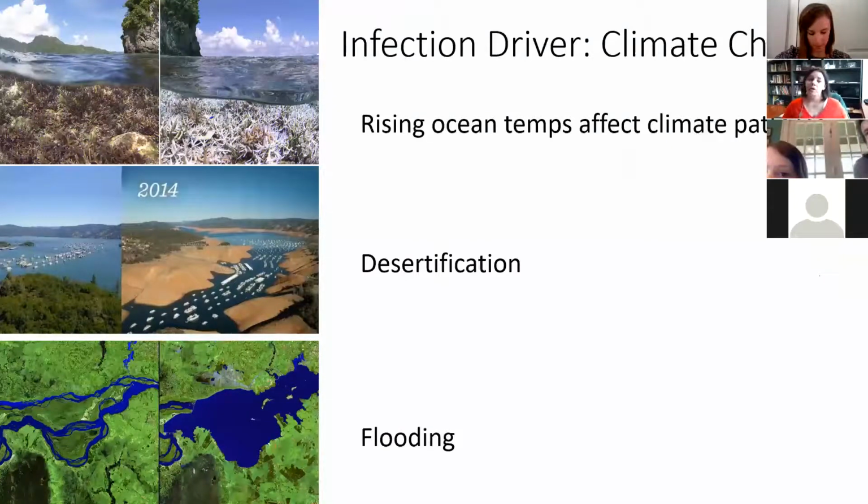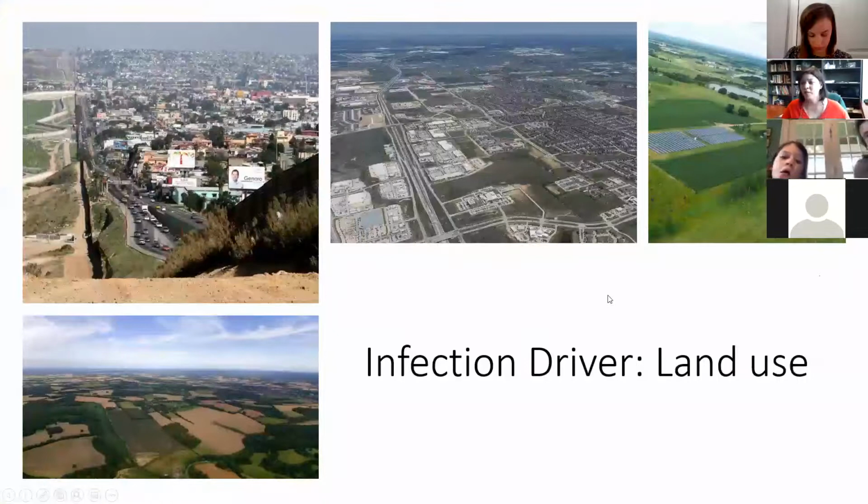When this happens, you have major disruption of ecosystems, and animals, insects, and people are moving around and living differently than they used to in the past. Another infection driver is land use.